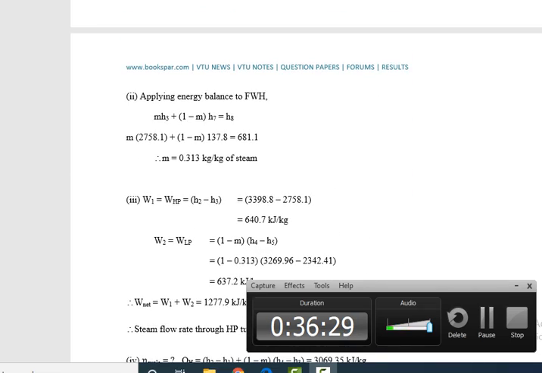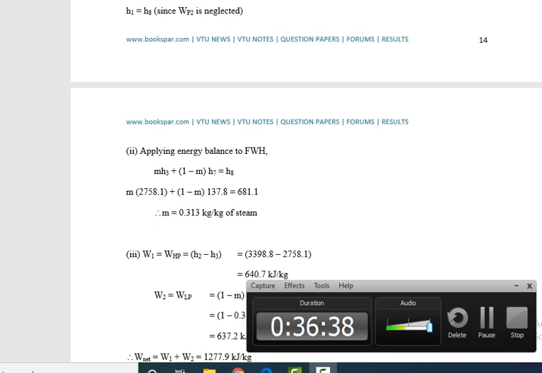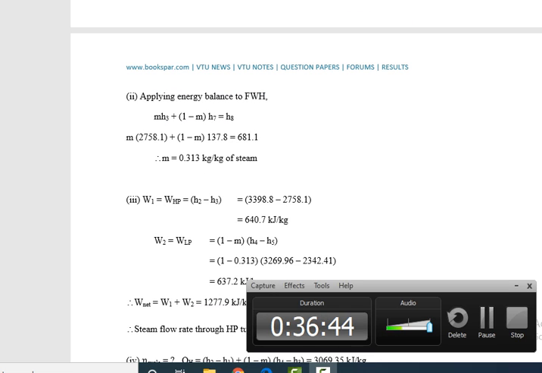develop the equation m into S3 plus in bracket 1 minus m into S7 equal to H8. Put all the values and we are getting the value of m. The mass of steam is 0.313 kg per kg of steam. Then we are getting the mass of steam.